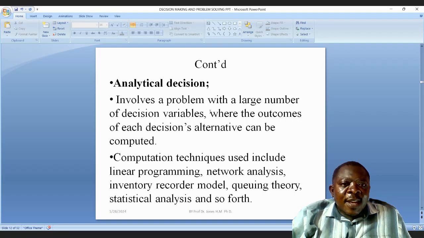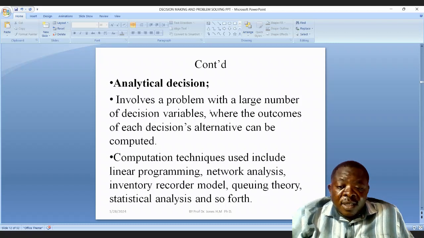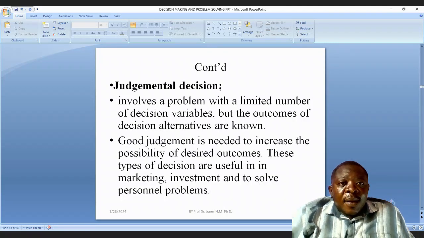So, here we can use linear programming in finding solutions to analytical decisions. We can use network analysis, inventory reorder models, queuing theory, or statistical analysis to come up with the analytical decisions. Then there's judgmental decisions.